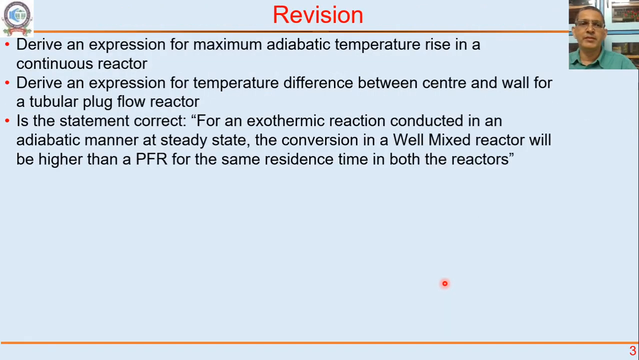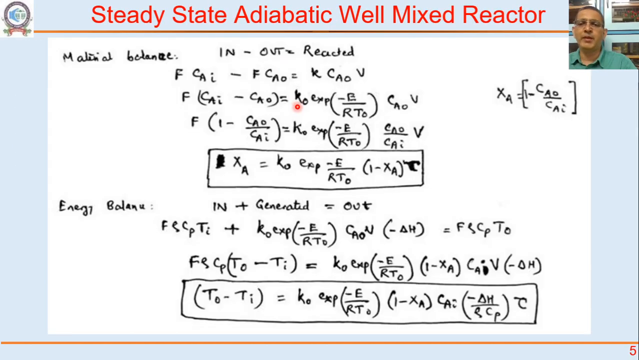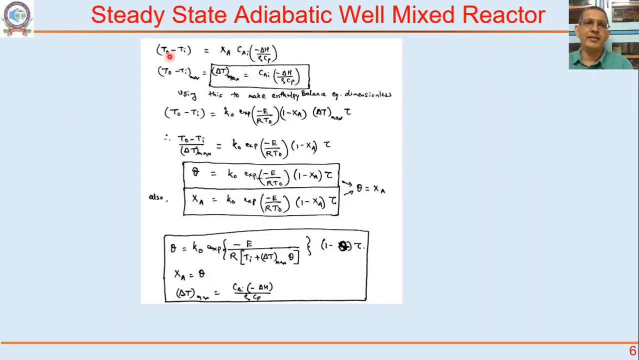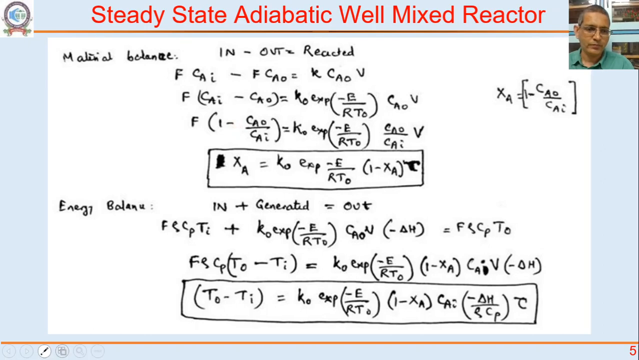Now in the last class we saw what the maximum temperature at the outlet is. That was a part of revision. Recall the first part of that revision, maximum temperature rise. Or if you like, we can combine these two equations and say that T naught minus Ti would be XA CAI delta H by rho Cp. How are we saying that?